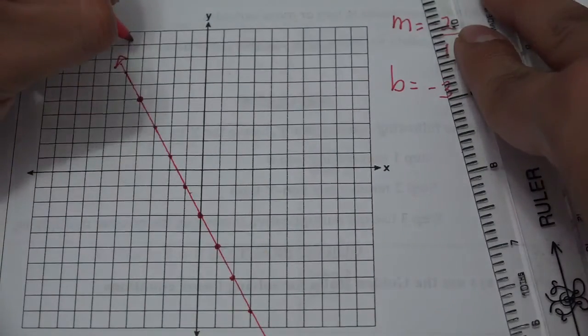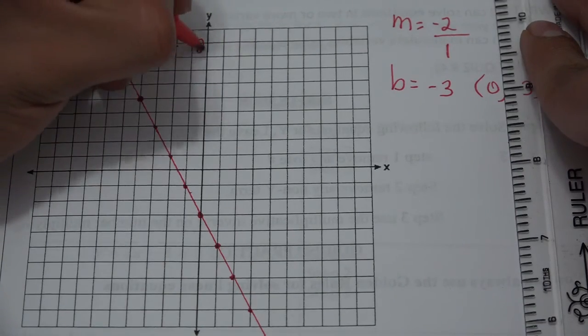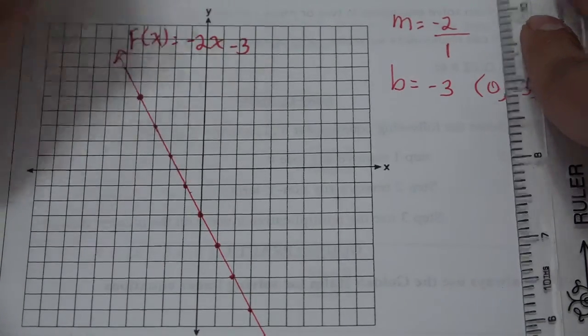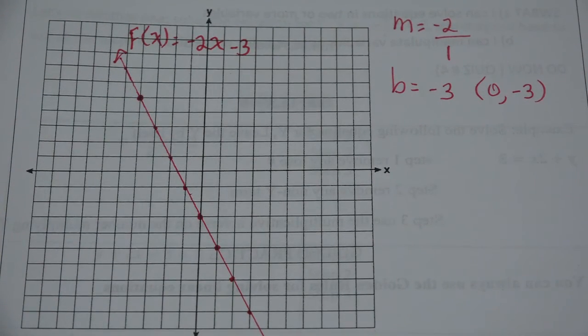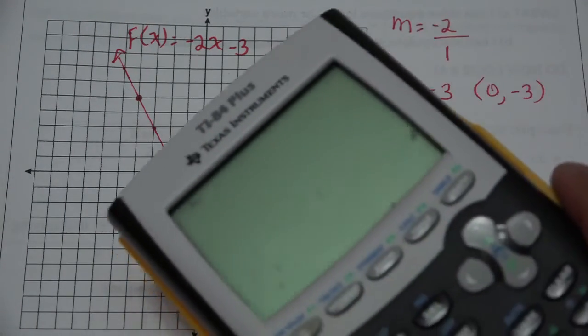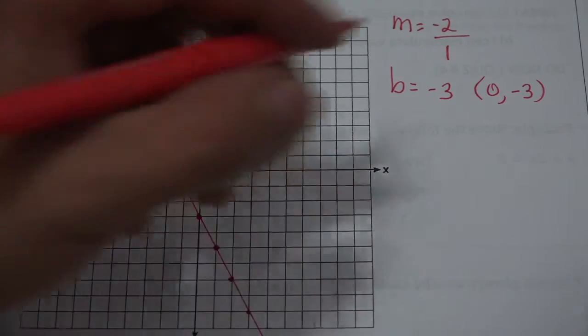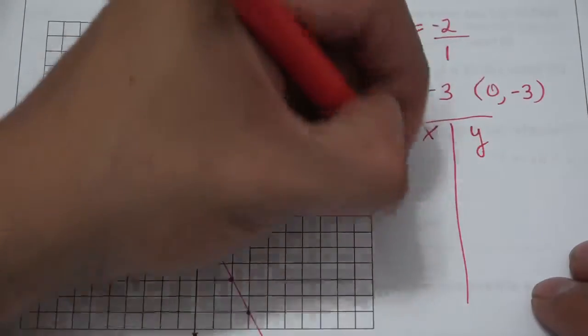Remember to always label it. So this is f of x equals -2x minus 3. That is your graph. Now, let's say you were required to come up with a table. Well then, either you use the calculator or just get the table from your graph.